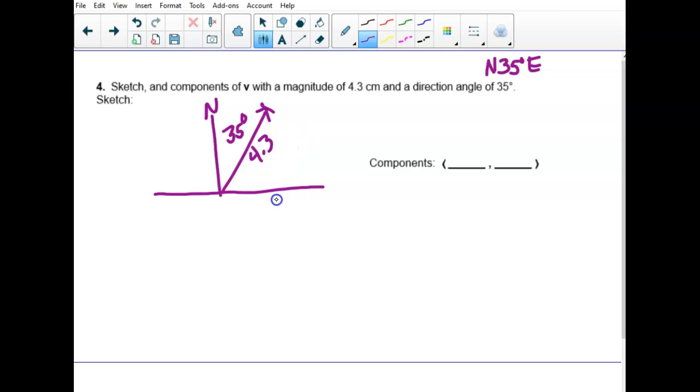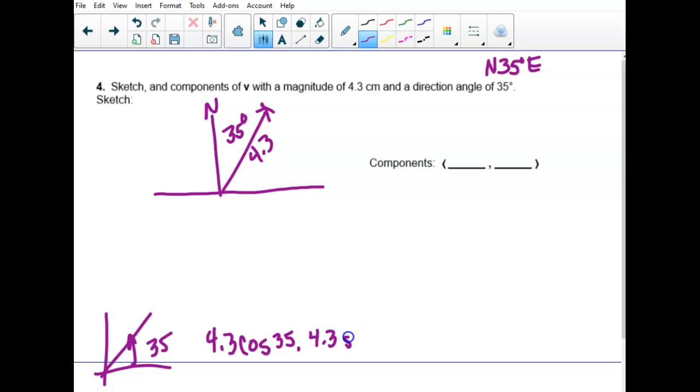So there's a sketch. If you did it as written, it would have just been 35 here, and then you would have typed 4.3 cosine of 35, 4.3 sine of 35. But on the quiz, it's more likely to be something like this with a direction. If it's off of north 35 towards the east, what is the angle you need off the positive x-axis to find the components?